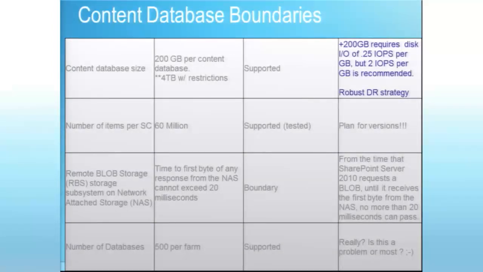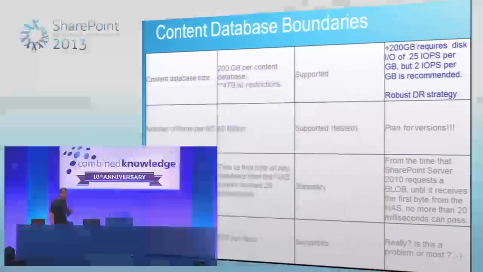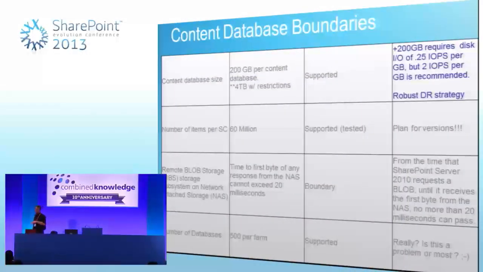Content databases, it's still 200 gigabytes, but you'll see 4 terabytes, and that's with restrictions. What I think is really interesting is if you move over a 200 gigabyte disk, the minimum I/O is 0.25 IOPS per gigabyte. Okay, you got that? Which means if you're getting really big drives, you're going to need a lot of speed. So 2 IOPS per gigabyte is the recommendation on content databases. So if you're actually moving into large content databases, you're going to have large RAID arrays.